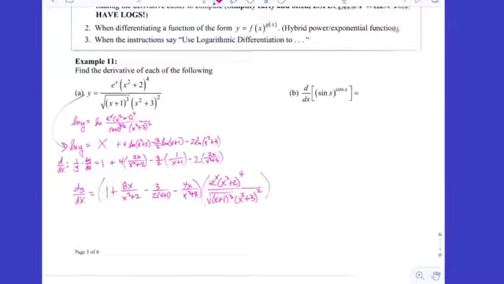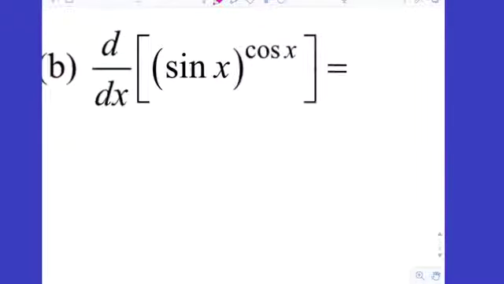Good. All right, let's look at this guy. The derivative with respect to x of sine of x raised to the cosine of x power. Is this exponential? It has a variable in the exponent. But it's only exponential if the variable's in the exponent and it's a numeric base. Do we have a numeric base? No, we have a variable base. Is it a power rule? No, because power rules have to have numeric exponents. This one has a variable exponent.